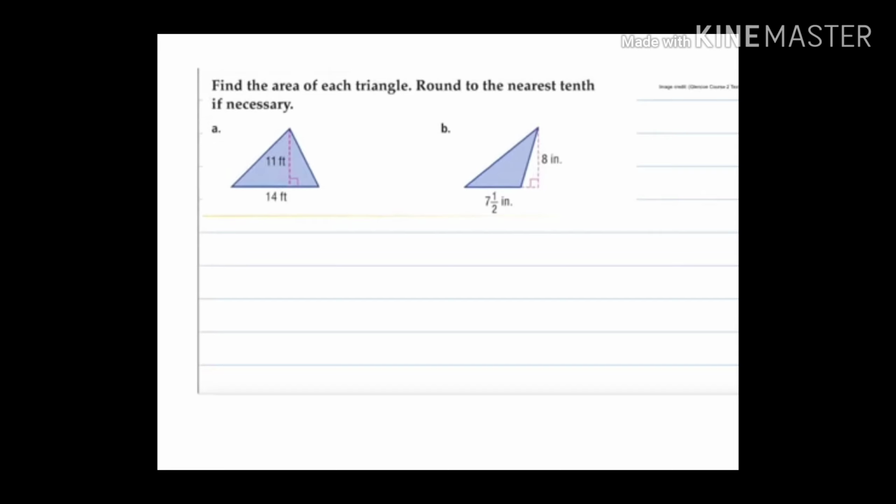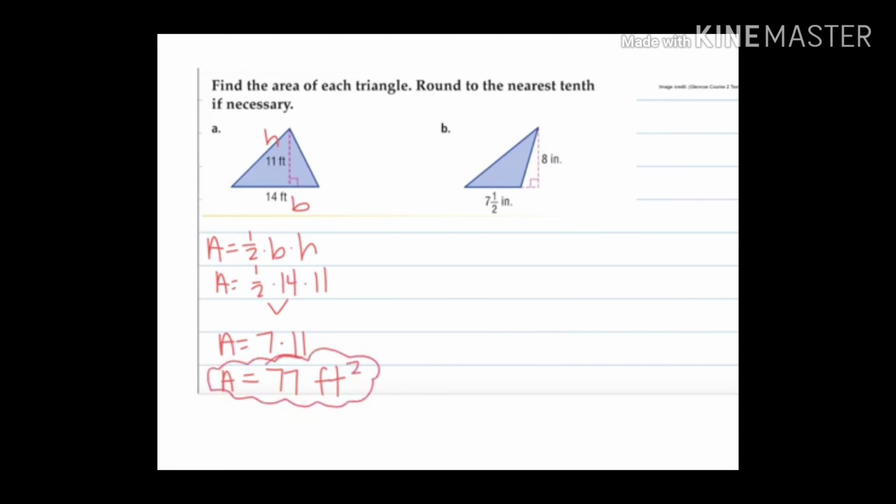So this triangle, we know that our base is 14 and our height is 11. So I have area equals 1/2 times base times height. So I have 1/2 times 14 times 11. I know that 1/2 of 14 is 7, so I can do 7 times 11. So area equals 77 feet, because I match up the units, squared, because it is area.